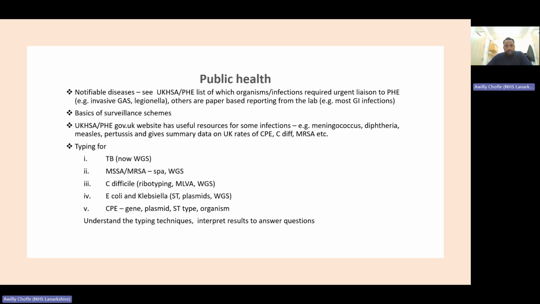And then public health, you need to know all the typing about TB. We do typing of a lot of organisms, but probably these are the key: typing of TB, MSSA, and MRSA. The methods that are used for typing: C. diff, E. coli, Klebsiella, CPE genes, plasmids, and all other stuff.